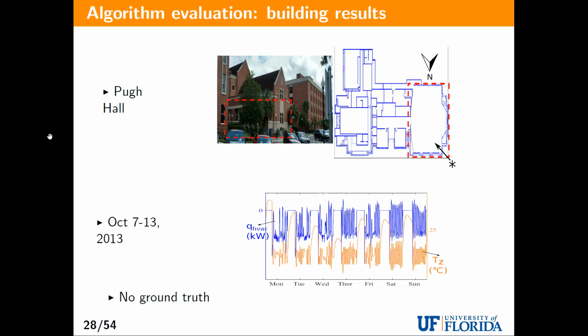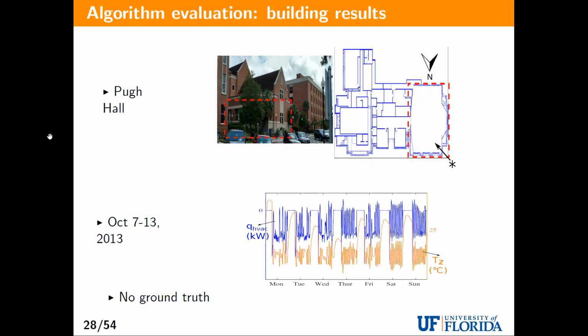So we have this building, Pew Hall, on the University of Florida campus, and we collected data from a large auditorium of that building. So this is how the air conditioning power and the temperature of the building look. The difficulty in applying this method to existing building data is, of course, you can apply any method to any data, and it'll spit out an answer. The problem is, how do you characterize how good this answer is?